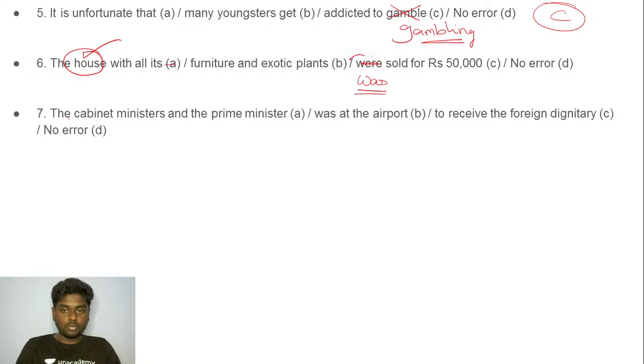It should not be the plural verb. The reference is to the house here. House is singular. So you need to use a singular verb, "was". Was sold for rupees 50,000. So the error is with C again. Okay. Very good. Very good. Keep going. Go for the seventh one.